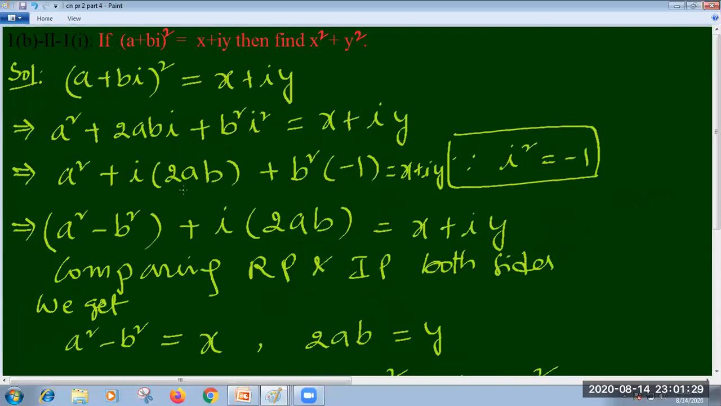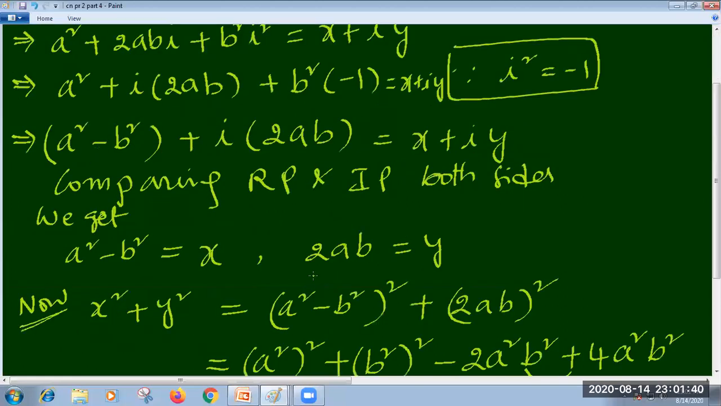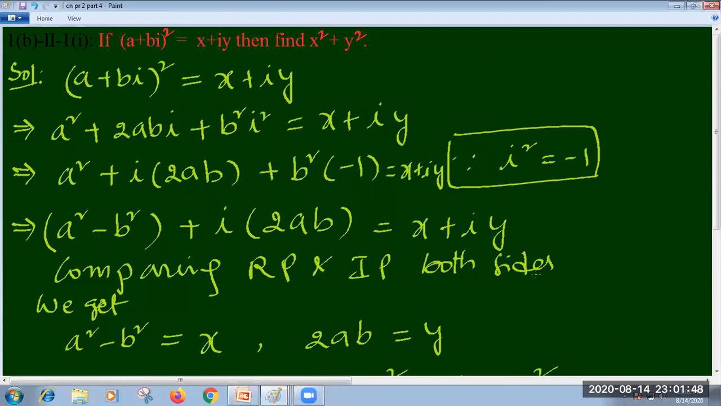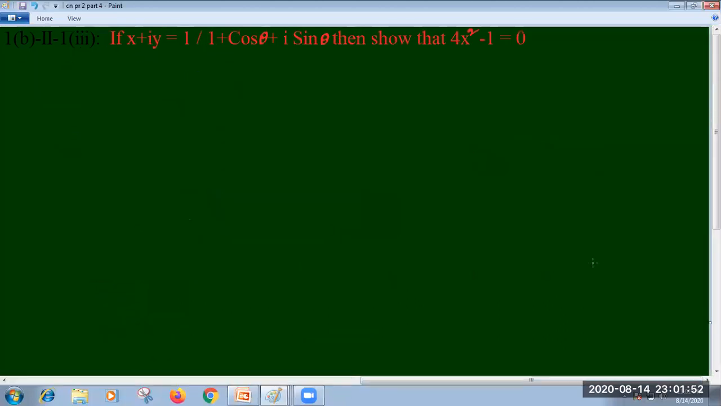Look at this. First write down the given condition and expand the left side and separate real and imaginary parts, and you will get x and y values, and substitute x and y values and simplify, you will get the answer. Very simple. So let us take up one more problem.